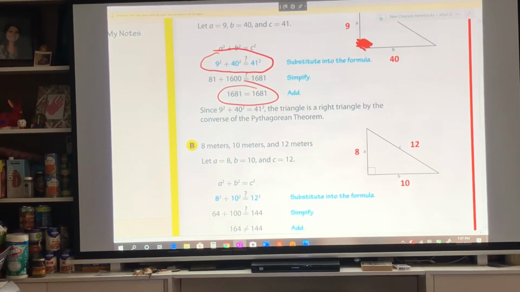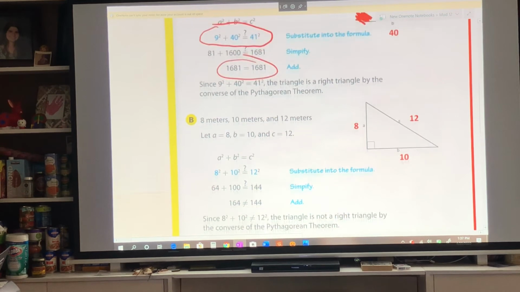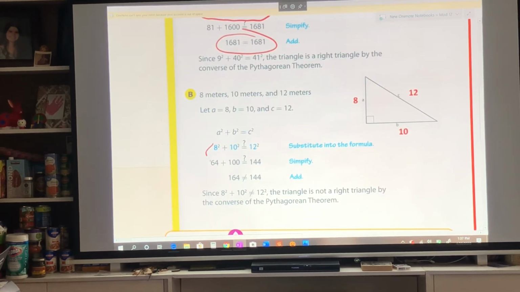Here they gave you 8, 10, and 12. Plug them in. 8 squared, 10 squared, 12 squared. Look, the left side does not equal the right side. Not a right triangle. See right here, the triangle is not a right triangle.